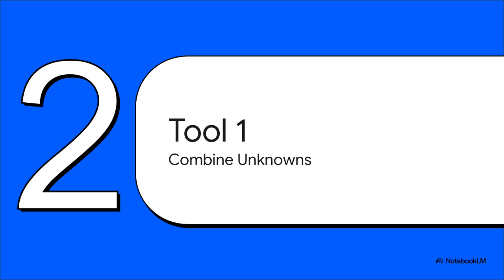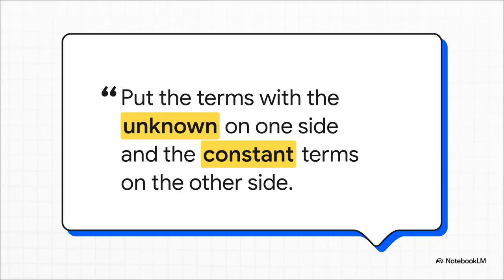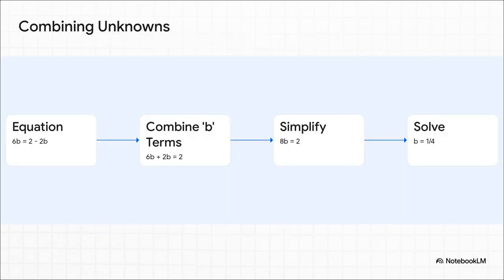Okay, let's grab our first tool. This is your workhorse, the one you're going to reach for all the time. You use this whenever the variable you're looking for, the letter, shows up in more than one place. Our job is to get them all together in one spot. This right here is the guiding principle for Tool 1. You can think of it like sorting your laundry, right? You want all the x terms in one pile and all the plain old numbers in another pile. That's the whole strategy. Let's see it in action.